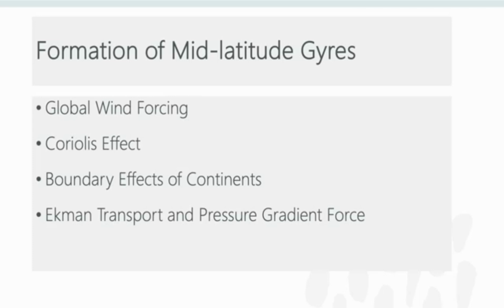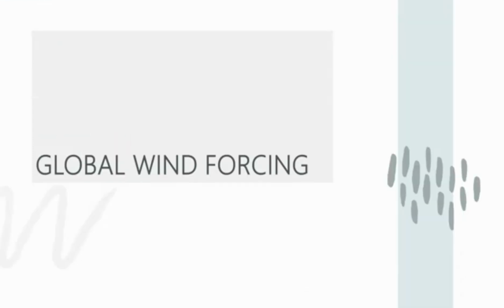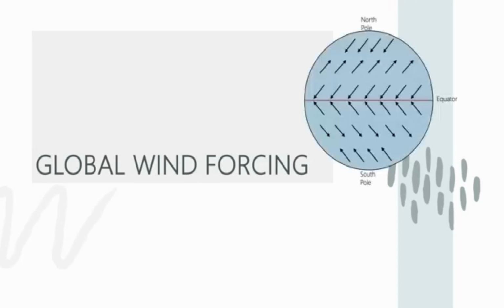pressure gradient force respectively. The formation of mid-latitude gyres begins with the global wind systems, particularly the trade winds and the westerlies. The trade winds occur mostly near the equator, which blow from east to west near the equator, pushing surface water westward. And westerlies occur mainly in the mid-latitudes, which blow from west to east in mid-latitudes, pushing surface water eastward. These wind patterns initiate the rotation of ocean waters in mid-latitudes.